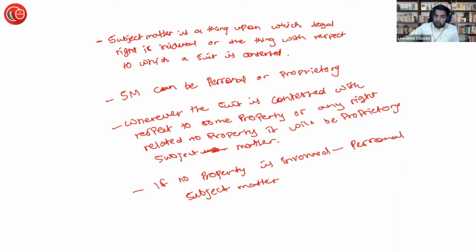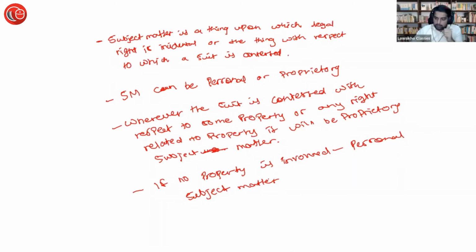A claim of dower, no property involved. Meher जिसको बोलते हैं, no property is involved. Claim of maintenance, again, no property involved. Only a personal right is created because of marriage. So these rights are personal in nature, wherein the claim is not on property. If the claim is on property, that will be a proprietary subject matter.